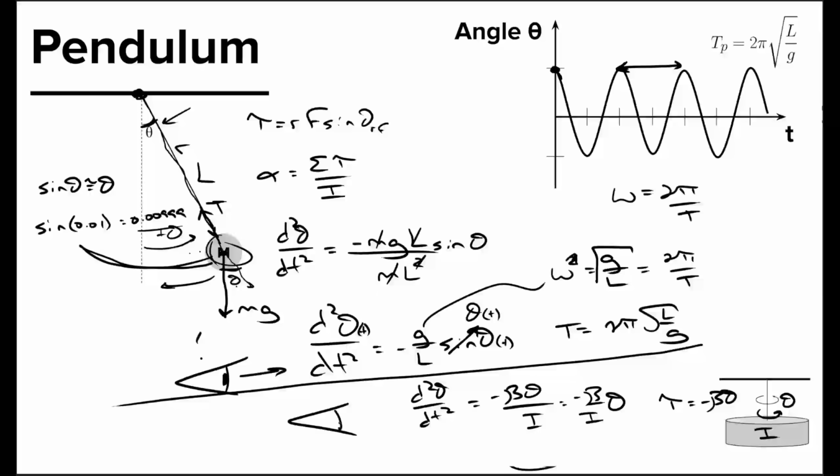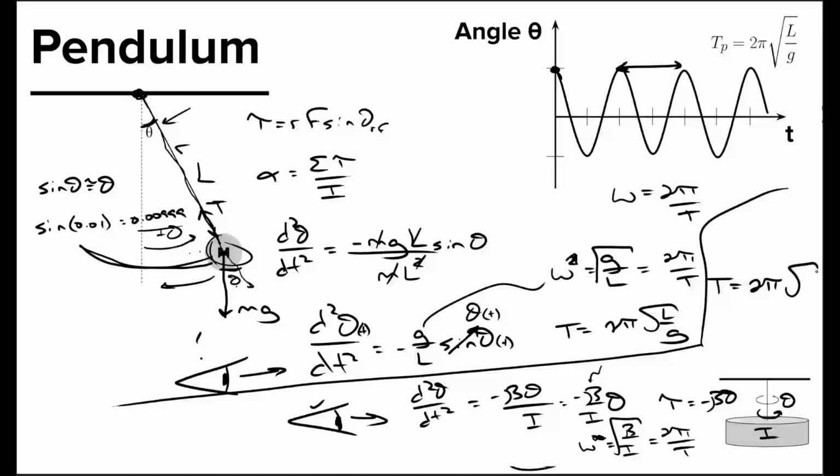And now you look at this, you're like, that's a good looking simple harmonic oscillator equation right there. It's the second derivative of theta equals some constant times theta. And you're like, okay, I know how to play this game. This beta over I right here has to equal omega squared. That means the root of this thing has to equal 2 pi over the period. And that means for this torsion pendulum, the period would be 2 pi times the root of whatever the I is, divided by whatever the beta was. And that's how you would figure out the period of some torsion pendulum.